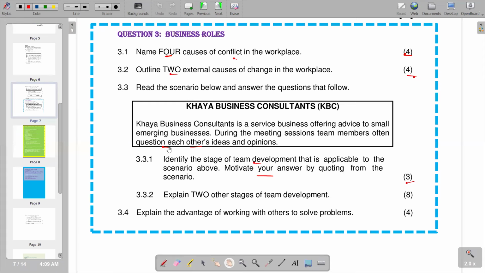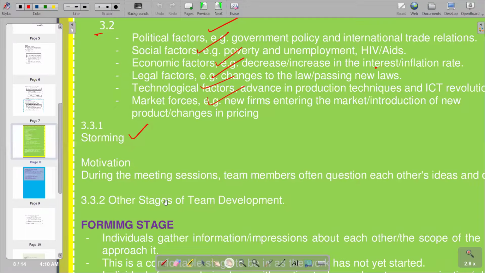Now we are moving on to 3.3.2, where it needs us to explain 2 other stages of team development, and it's got 8 marks. So we said we've got other stages of team development that we also want to look at. The other two stages of team development that we want to look at are the forming stage and the performing stage. So going to our answer section, you'll see that we are going to start with the forming stage.